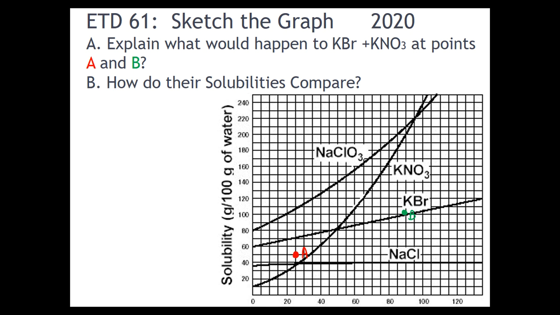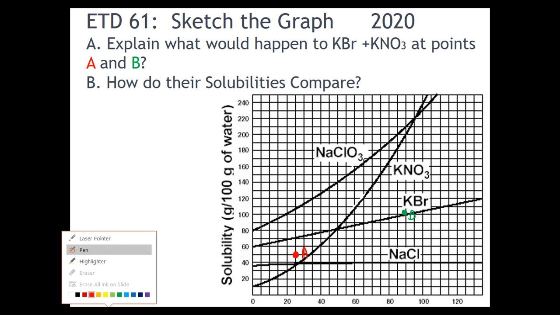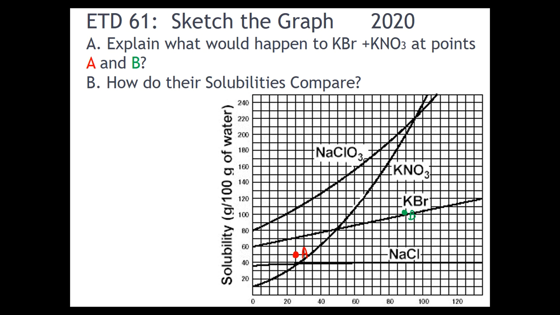You're going to tell us what would go on at points A and B for each of those, and then explain how their solubilities compare, especially if you look at their lines. So go ahead and sketch the graph, just the parts that matter, and then we'll try this one together after you've tried it yourself.